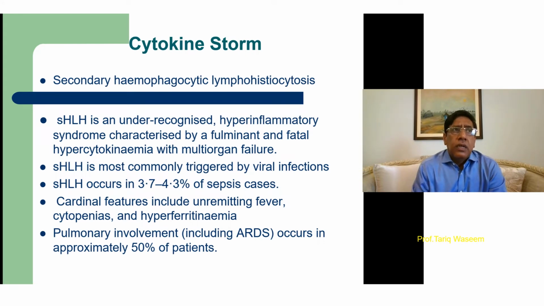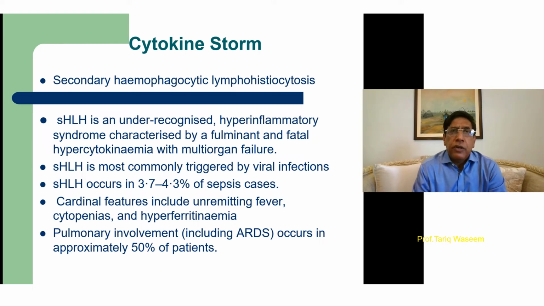So in the setting of inflammatory response, secondary hemophagocytic lymphohistiocytosis is a so far under-recognized hyperinflammatory syndrome. It is characterized by fulminant as well as fatal hypercytokinemia, so cytokines, and this then results in multi-organ failure. This is most commonly triggered by viral infections, and COVID we know is a viral infection. It occurs in almost 3.7 to 4.3% of sepsis or bacterial infection cases as well.